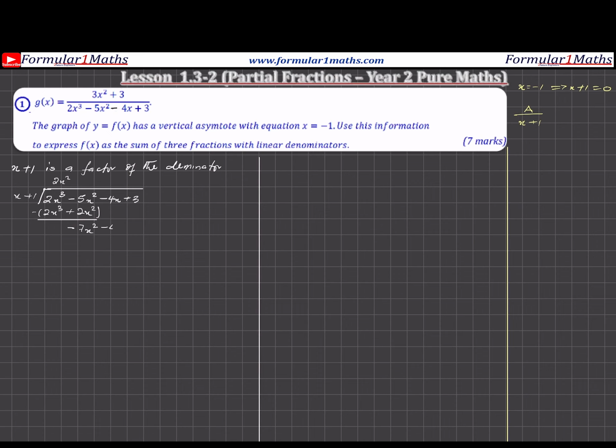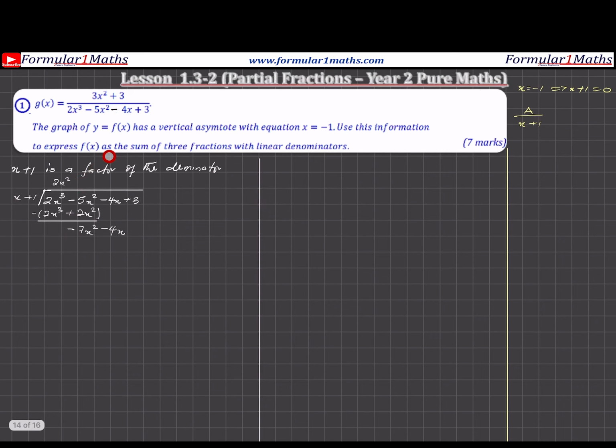If I bring down a minus 4x, I can now look at this and that, and I now know that the next term will be minus 7x. Then I'll do my multiplication again. This times all that. I have minus 7x squared over here and minus 7x over here. And then I will do my subtraction again. And then minus 7x squared plus 7x squared, that's nothing. And then minus 4x plus 7x, because a minus times a minus gives you positive, so plus 7x. That will be left with 3x.